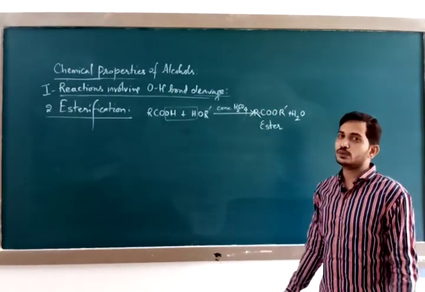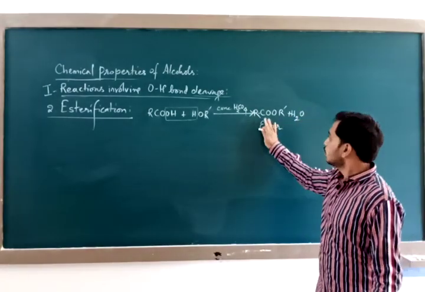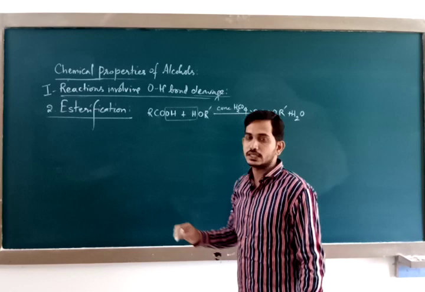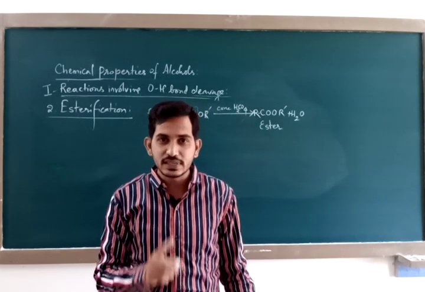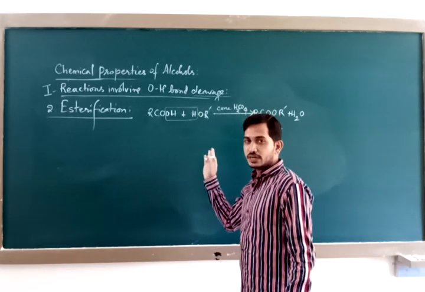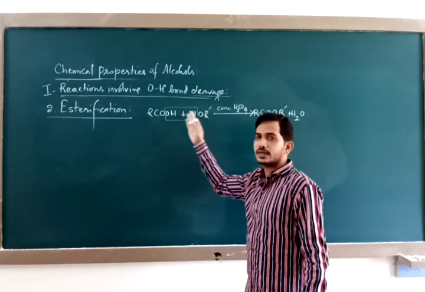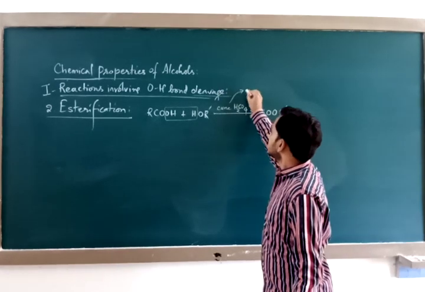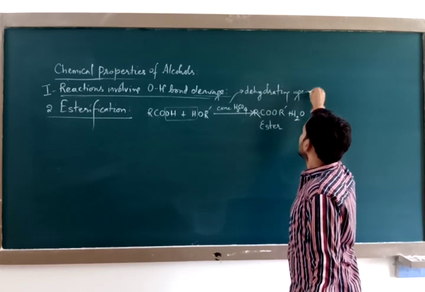Sir, what happens if I fail to write concentrated H2SO4? Then this reaction will become reversible. Means whatever ester is formed, it will hydrolyze in water and again form alcohol as well as carboxylic acid. To avoid the reversibility of this reaction, you are supposed to use compulsorily concentrated sulfuric acid. So how do you give the statement of this reaction? When carboxylic acids react with alcohols, or when alcohols react with carboxylic acids in the presence of concentrated sulfuric acid as a dehydrating agent. Its role here is a dehydrating agent.